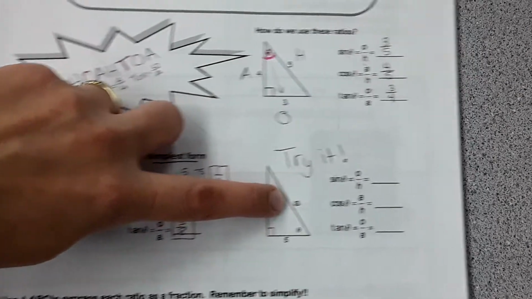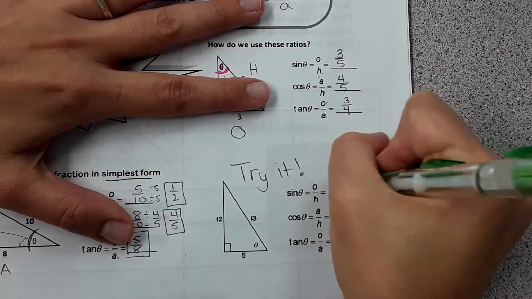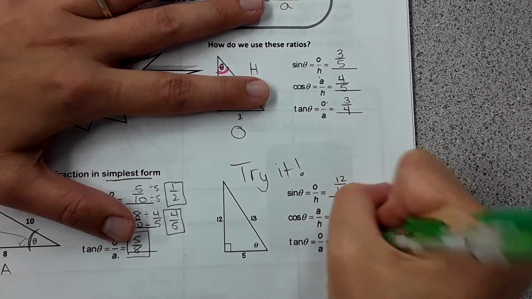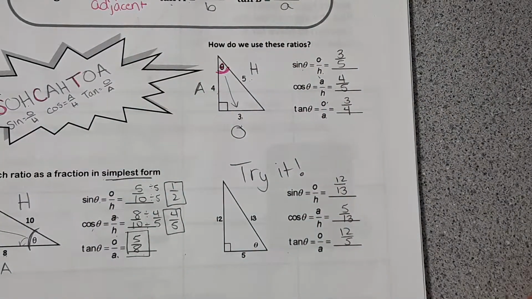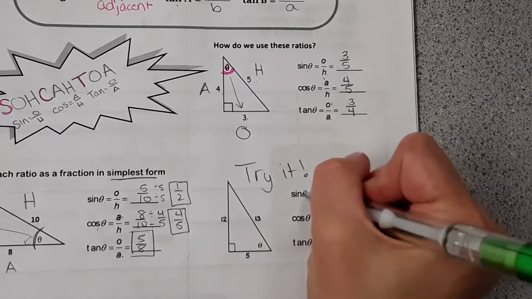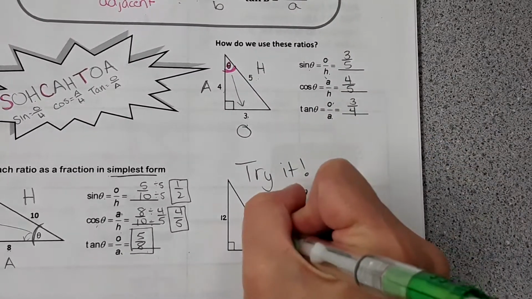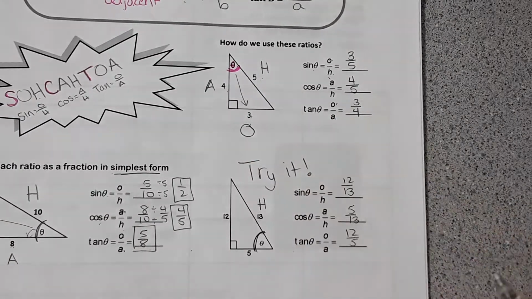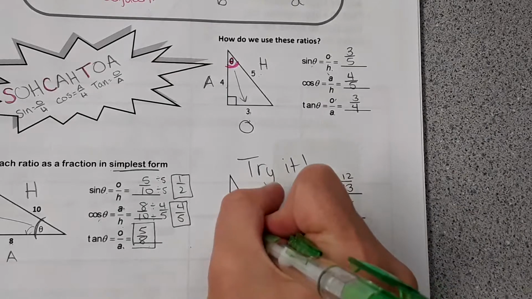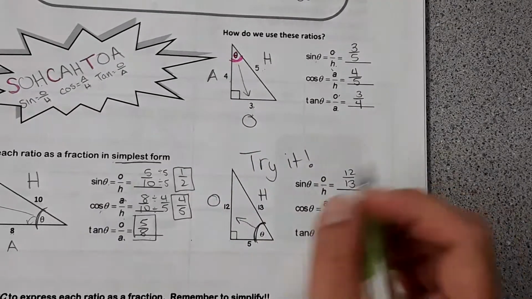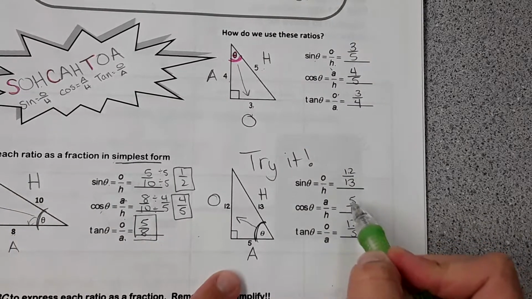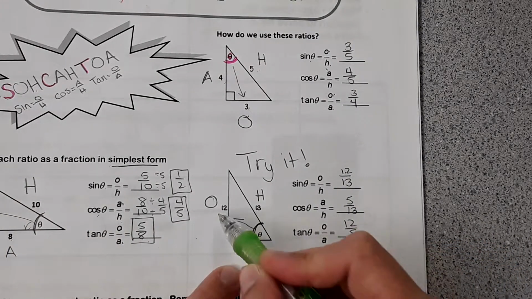Did you guys finish this? Okay, so it should be 12/13, 5/13, and 12/5. Get that? Some of you did. So the first thing says sine of theta, so this is the angle you're focusing on. First, label your hypotenuse, and then label your side opposite theta, and then adjacent. And then from there, you can plug in the numbers. And 12/5.